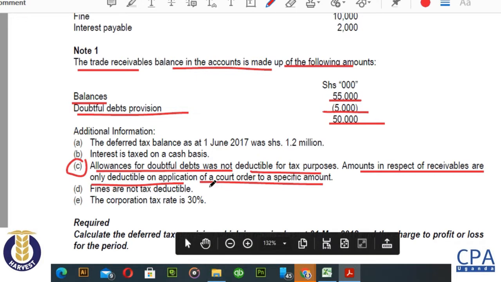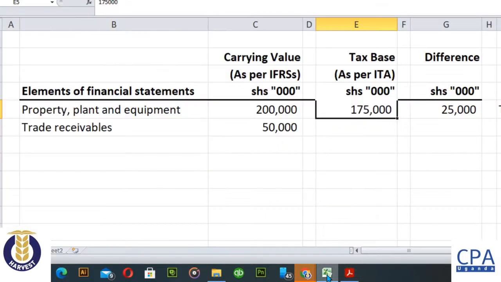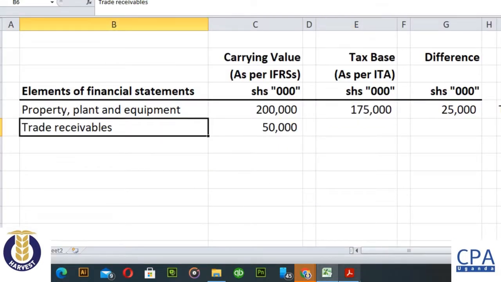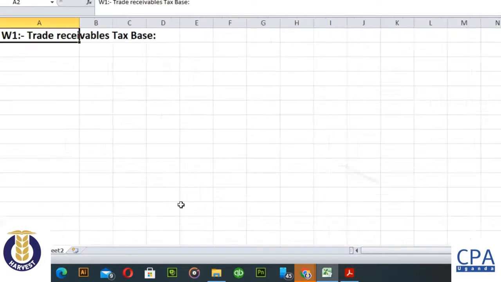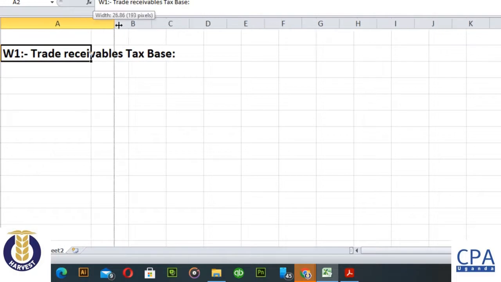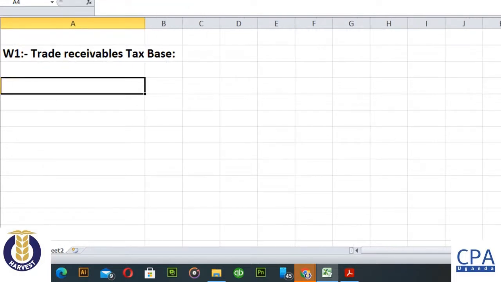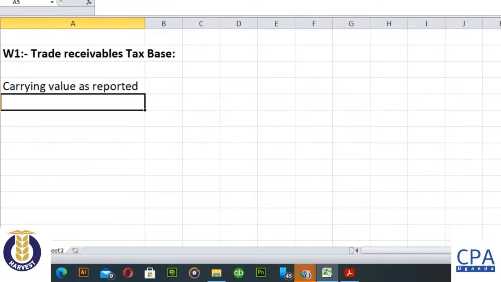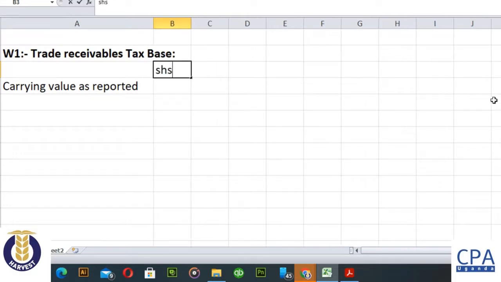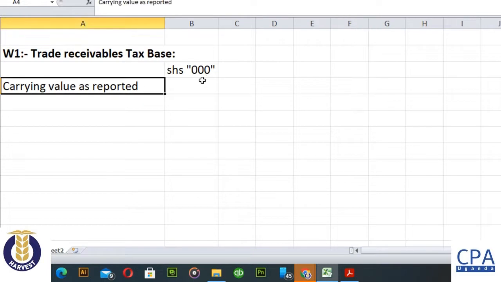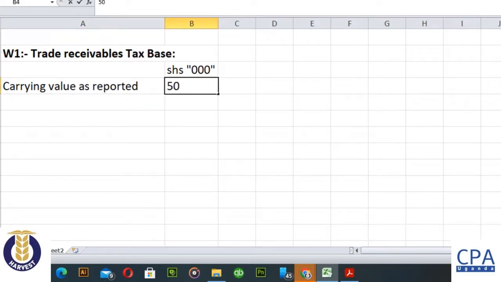So in our computation of the tax base, there is going to be a note here. Like the way we do it in taxation, we shall get the carrying value as reported by the accountant. Of course, the currency I'm using is shillings in thousands. So my shillings are in thousands. So the carrying value is 50 million as indicated by the accountant.